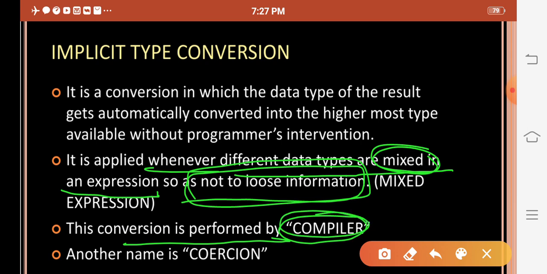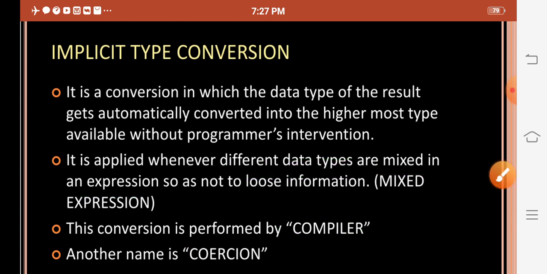ठीक है. And another name of implicit type conversion is what? Coercion. So exam में question आ सकता है what is coercion. So do not get confused, this is another name of implicit conversion. So here are some points related to this topic.